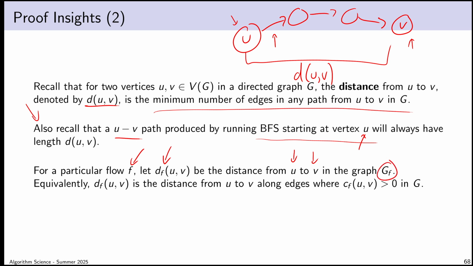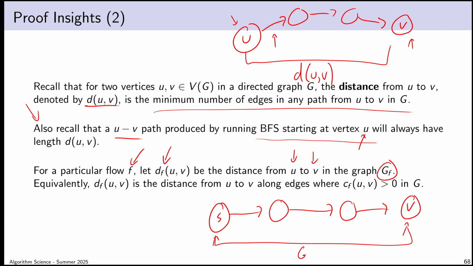So remember that if I can get from, let's say, the starting vertex s, the source vertex, to a particular vertex v, that means there is some way to push flow from s to v. If there's a path in my residual network G_f from s to v, there is some way I could push flow from s to v.